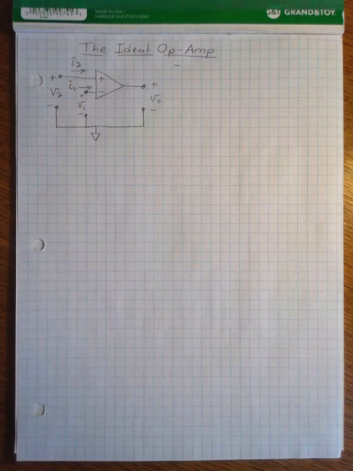And the analysis of those structures would be based on a set of assumptions and rules that you can make. And so what I want to do is start there, just do a review of the ideal op-amp analysis. And I'm going to give you those assumptions that we always use when performing this analysis.